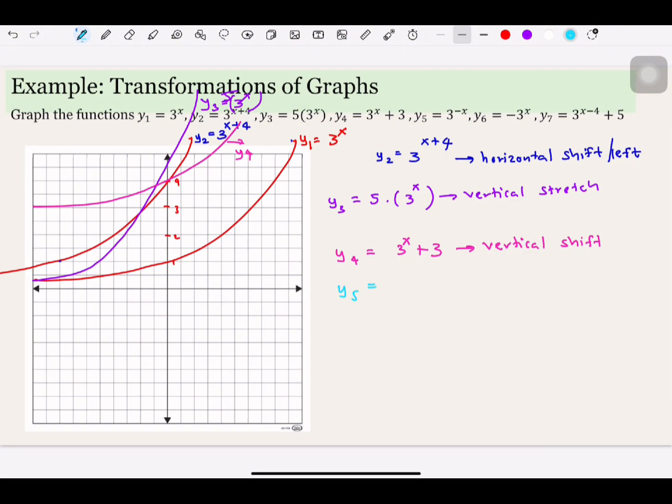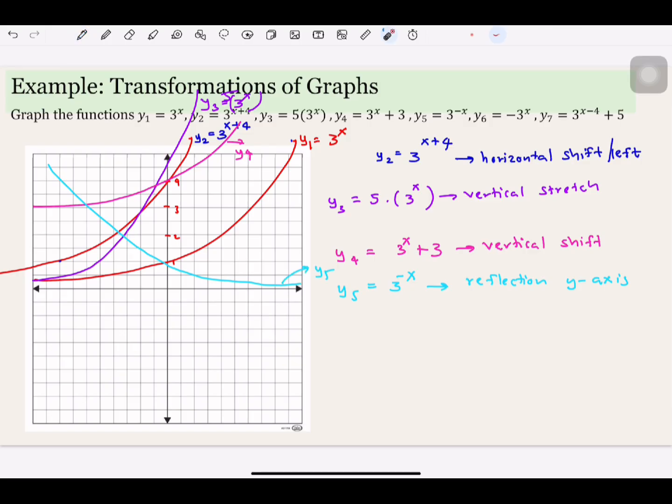So y5 is 3 to the power negative x. So 3 to the power negative x means it's a reflection across the y-axis. And here the input x has a negative sign, so the graph is flipped left to right. So instead of growing as x increases, now it decays. So if you sketch this function, you have to take the reflection across the y-axis. So this line will represent y5.